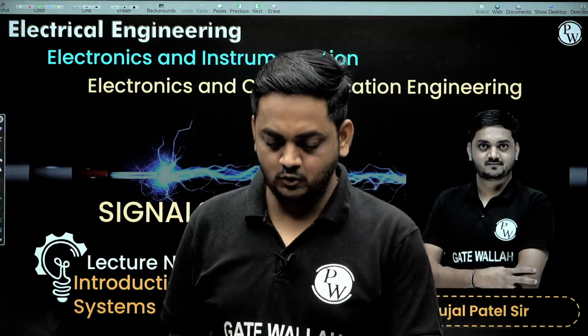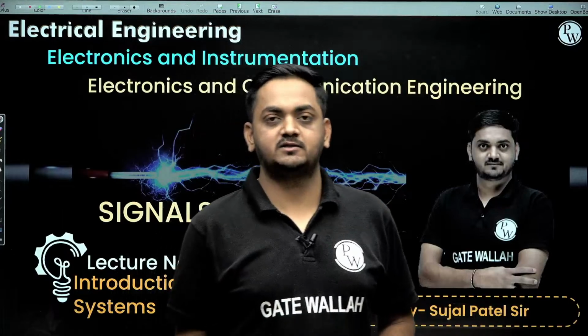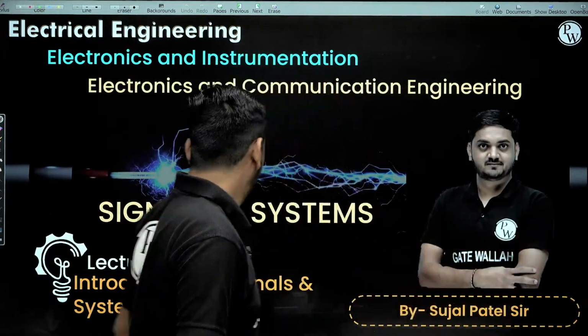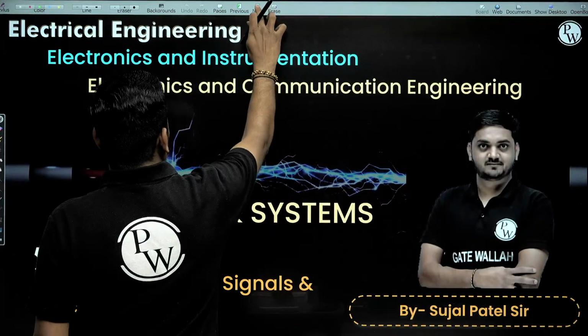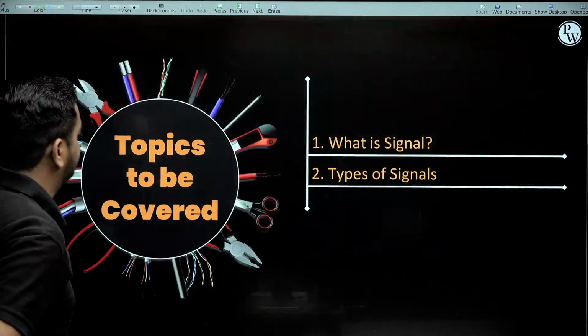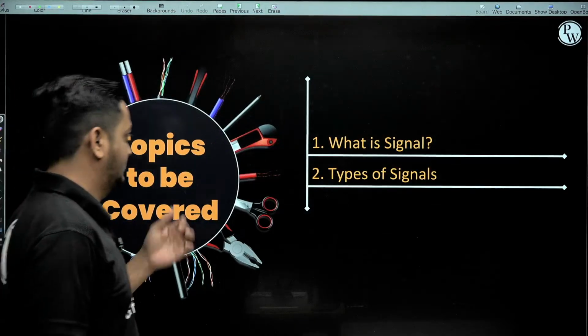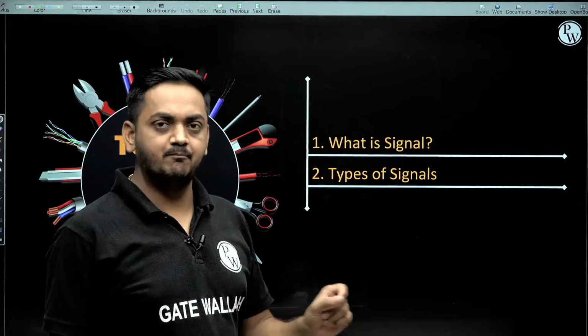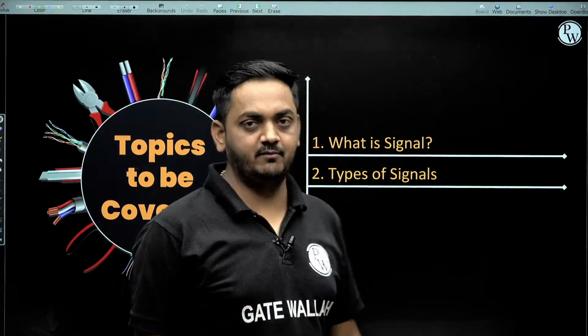Okay, so without wasting time, let us start. First of all, the orientation class: how the classes will be going. This is lecture number 1, introduction to signals and system. In this class, we will study what a signal is and the different types of signals based on the nature of the variables.